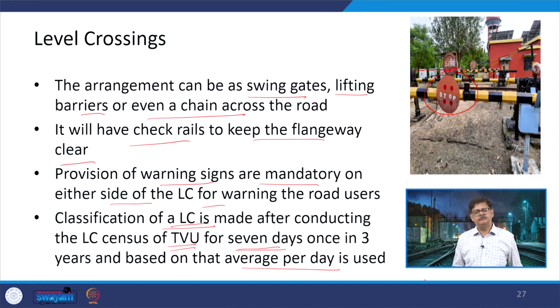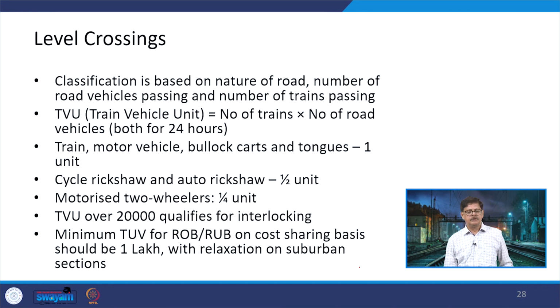Based on that, the TVU, total vehicle unit, will be calculated. So, when the census is being done, it has to be done for continuously 7 days, and then from those 7 days the average is to be computed. So, as I said, the classification is based on the nature of road. That means we can talk about the various classification of roads here, we know about that.